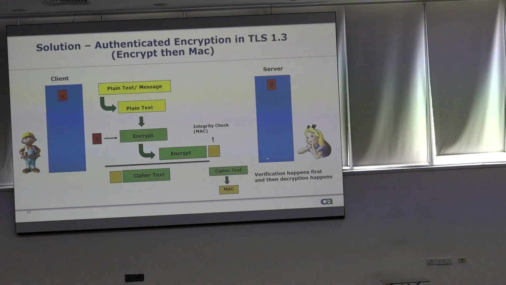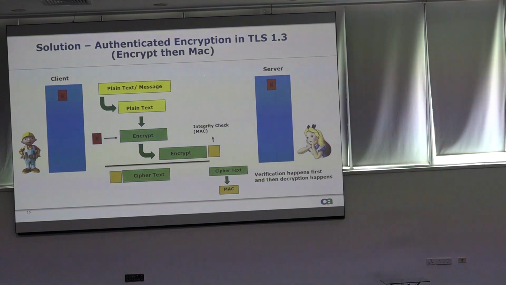Okay, this is also called encrypt then MAC. You're first encrypting, then computing the MAC on the encrypted text. All right, so previously what you saw was MAC then encrypt. Now this is encrypt then MAC, also called authenticated encryption. The server is authenticating the data before decrypting the message.